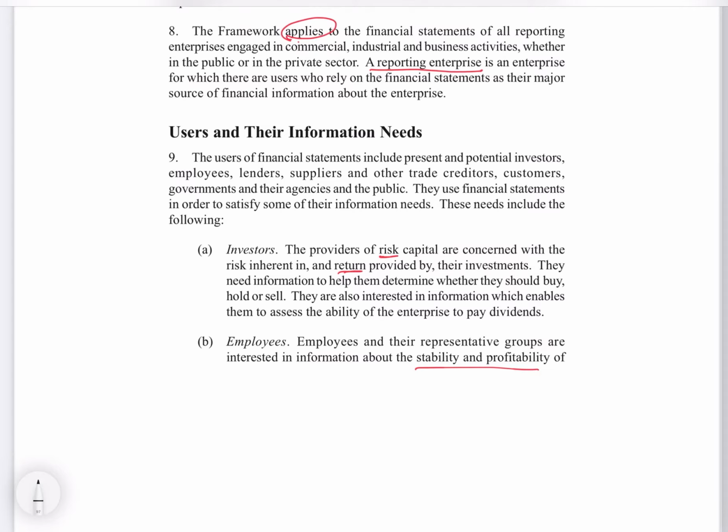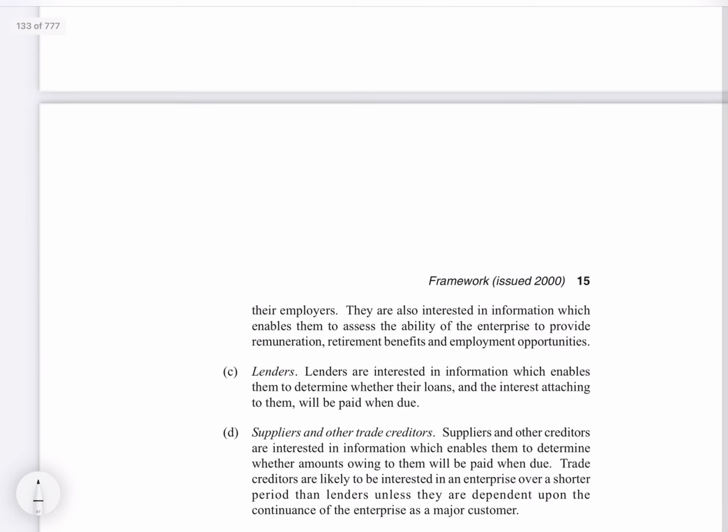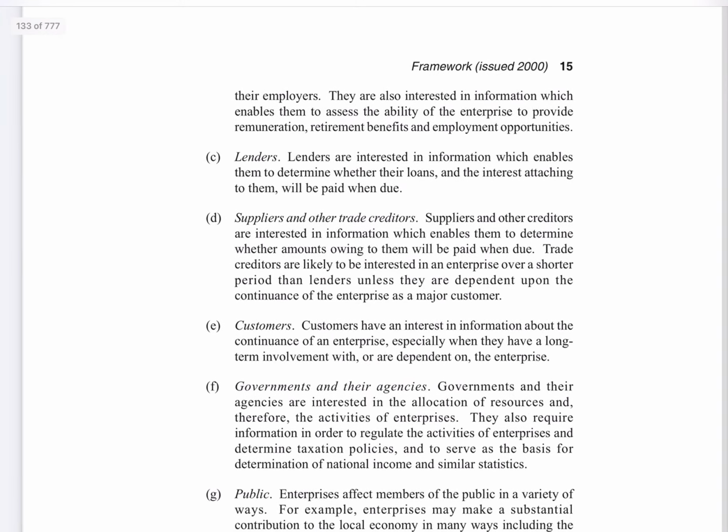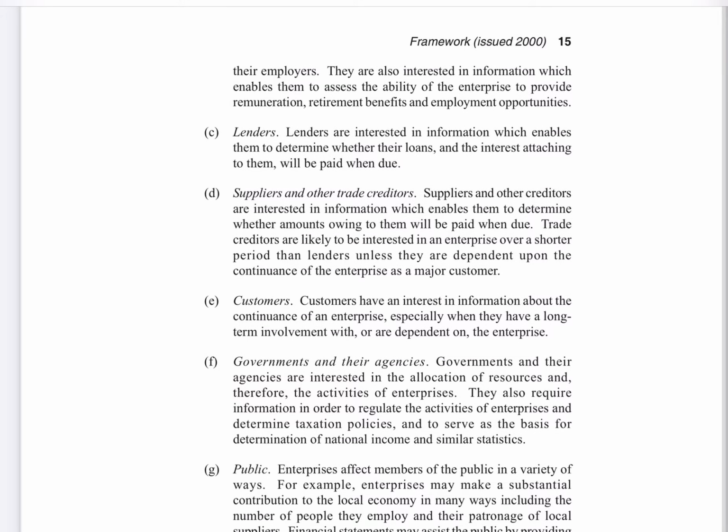Employees, how much the business stability and profitability is. When it comes to lenders, whether they should extend loans to them and whether they will be able to recover interest from it. Suppliers and trade creditors, so that they may understand whether they should have business with that company and how much trade credit period they should extend to it, whether the dues they will be able to settle or not. Customers, to understand the viability of the business.